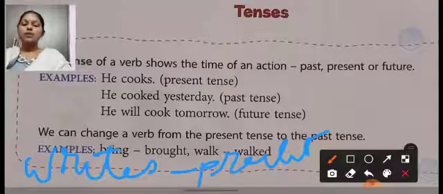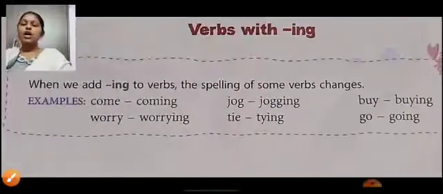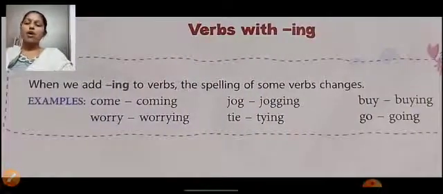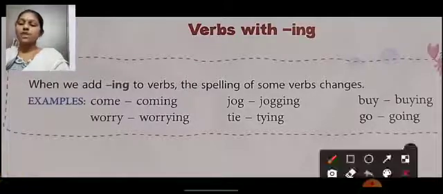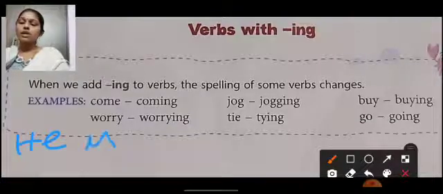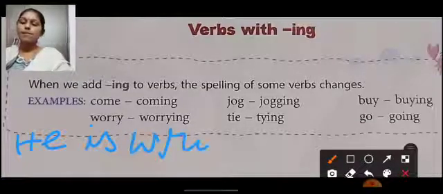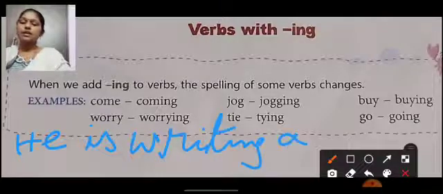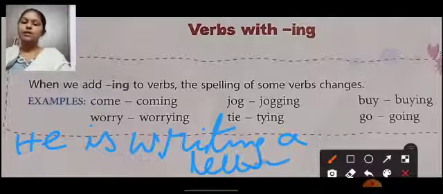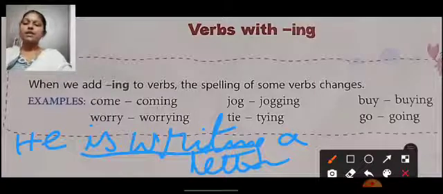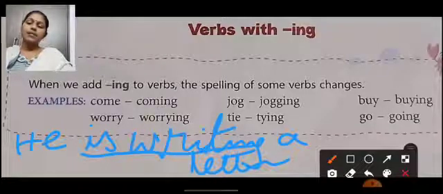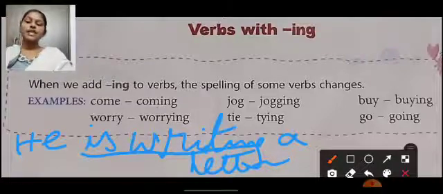Okay, and now verbs are also used with ing forms. Okay, he is writing a letter. For example, you see, he is writing a letter. So here he is writing. So verbs are used with ing form also, in present, all the continuous tenses. He was writing a letter. Okay, he will be writing a letter.